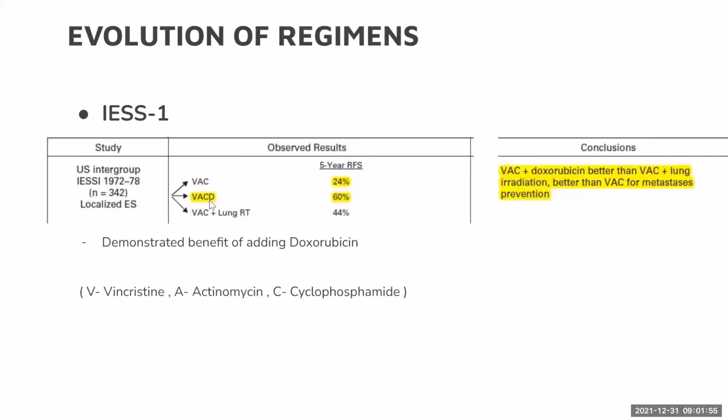Later on, doxorubicin was added in a 3-arm study. Doxorubicin was added and it showed a 5-year EFS of around 60%, an increase from 24%. And a third arm was VAC with RT, which also showed a 5-year EFS of around 44%, better than VAC but inferior to VAC with doxorubicin. So VAC with doxorubicin becomes the standard of care after this IESS1 trial.